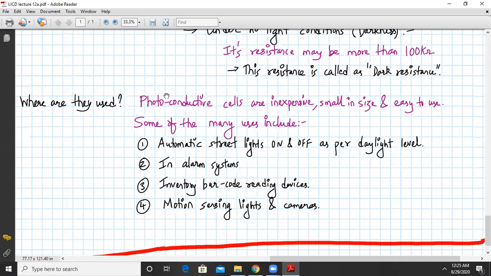This resistance is called dark resistance. Okay, so lastly, where are they used? Because it's inexpensive, small in size, and easy to use, they have wide applications. Basically, automatic street light control, alarm systems, inventory barcode reading devices, and motion sensing light and camera. So these are the typical areas where they are used.